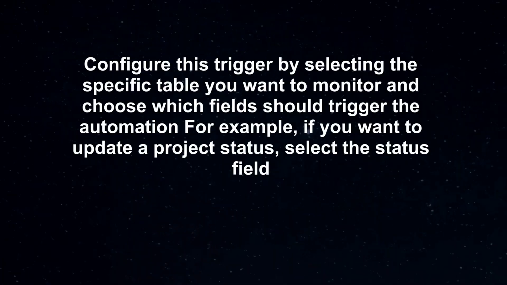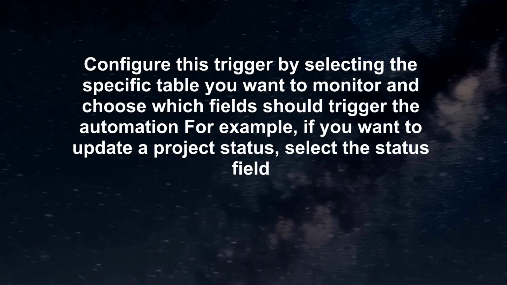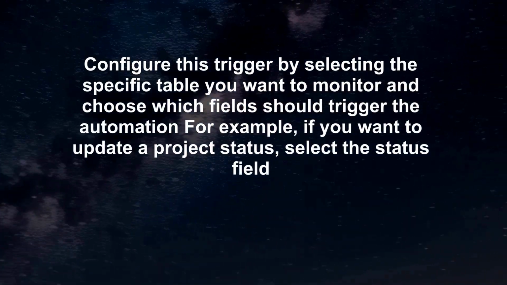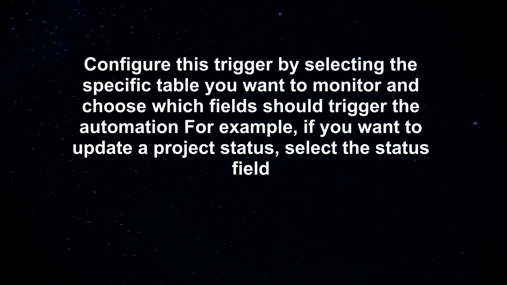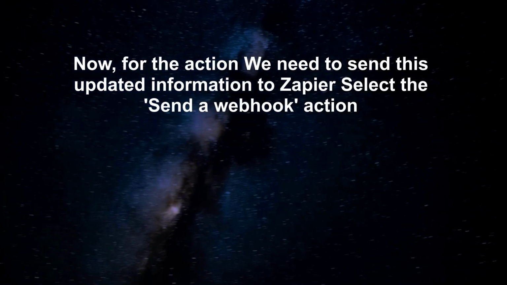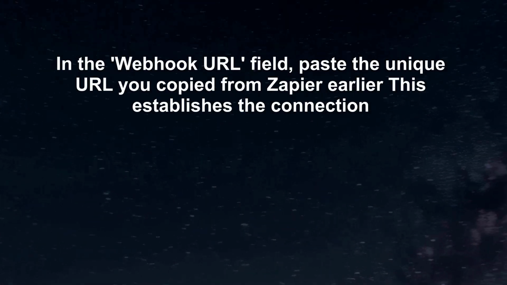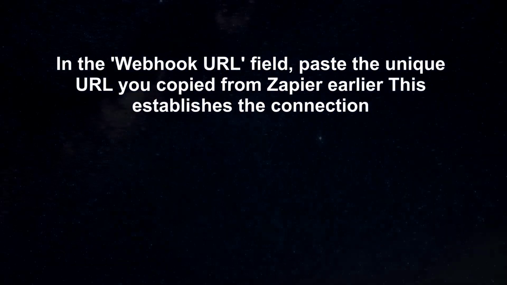Configure this trigger by selecting the specific table you want to monitor and choose which fields should trigger the automation. For example, if you want to update a project status, select the status field. Now, for the action, we need to send this updated information to Zapier. Select the Send a Webhook action. In the Webhook URL field, paste the unique URL you copied from Zapier earlier.